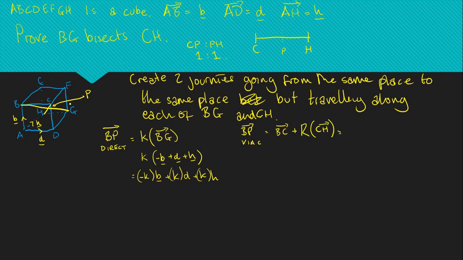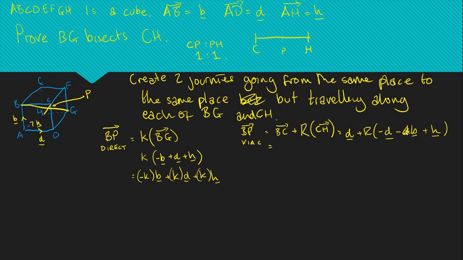We do know that B to C is the vector D, plus we've got R of C to H. To get from C to H, we could go negative D, negative B, plus H. Again, similarly to what we did here, we need to expand things and get them to have coefficients for each of the vector parts that make it up.